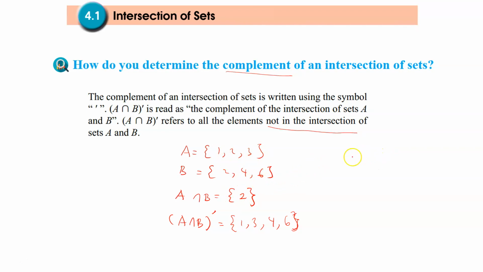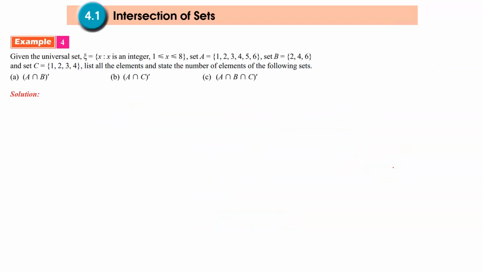Kalau Venn diagram, kita akan lukis macam ni. A, B. A, B. Kalau intersection dia kat tengah ni kan. So, kalau complement means outside dia. Dia tak termasuk intersection. Itu maksud complement.